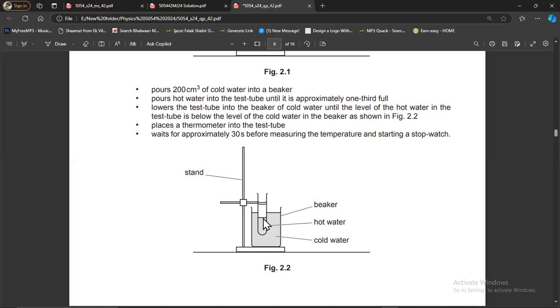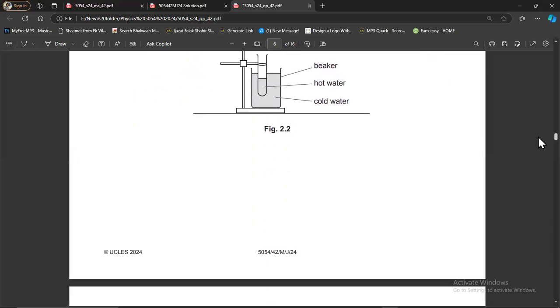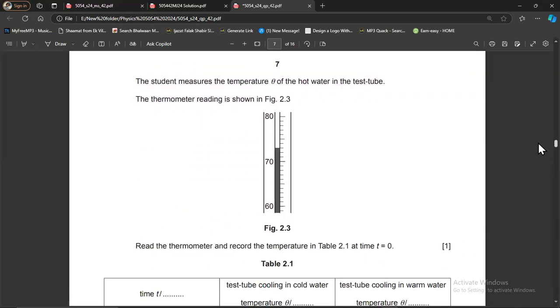After every 30 seconds they are going to note down the temperature. The student measures the temperature theta of the hot water in the test tube. The thermometer reading is shown in figure 2.3. So read the thermometer and record the temperature in table 2.1 at time 0.